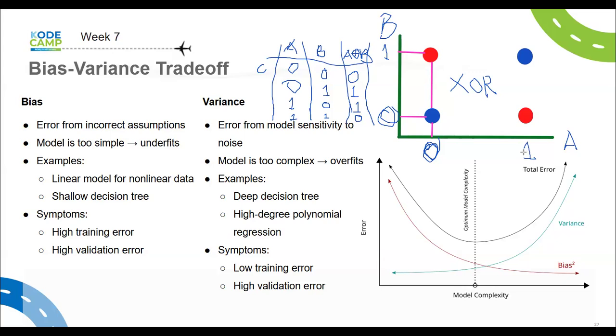Then when A is 1 and B is 0, it is also 1. So that's why it's also red. Remember, blue is 0, or blue is false, and red is true. Then when both of them are 1, then it is false as well. So that's how you can see this chart.